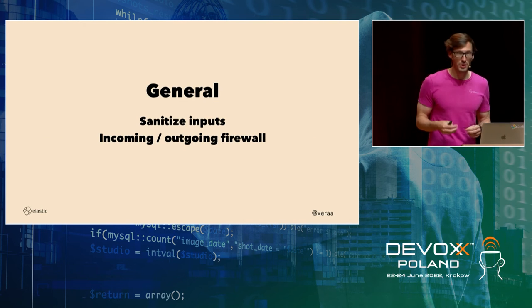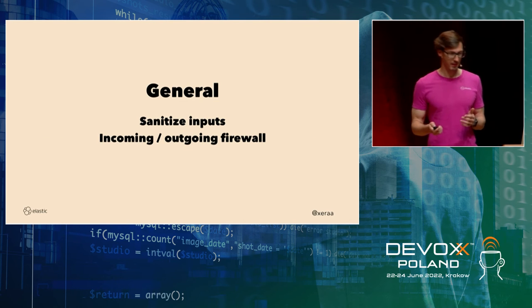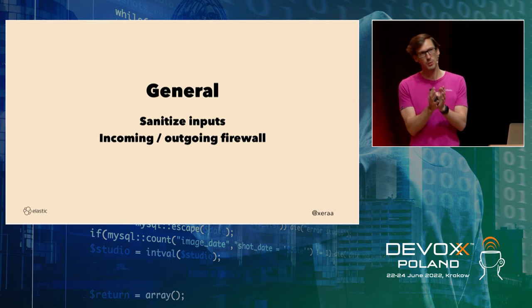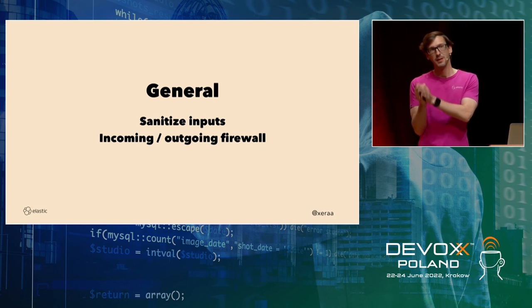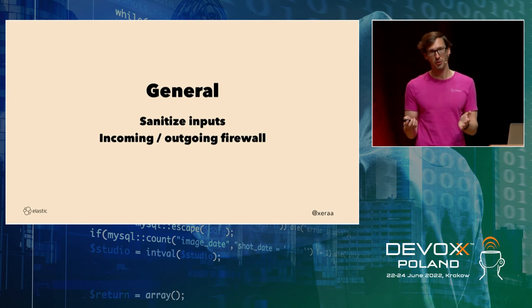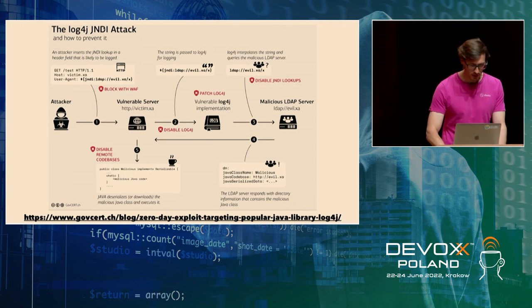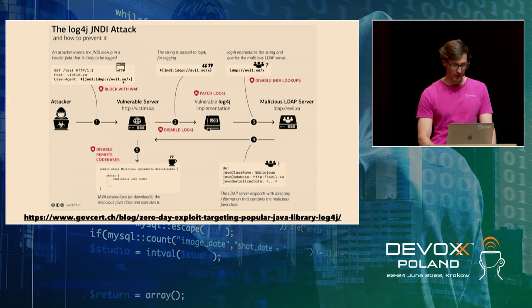And generally, as always, sanitize your inputs. And for example, if your Elasticsearch cluster wouldn't need to access the internet, maybe you could even block outgoing access on the firewall level, because it's really not necessary. Here's a nice overview of where you could block it. For example, your attacker sends you a bad request, and your web application firewall could see, this doesn't look like a valid request, so I'll filter that one out and block it.